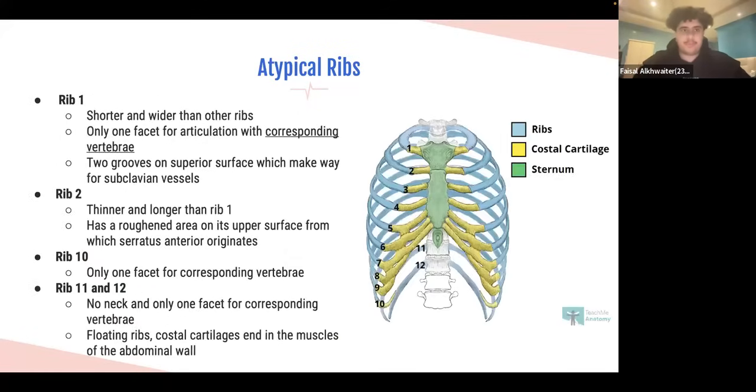So we've got 5 atypical ribs. We usually focus on the first one because it's very significant: it's a lot smaller than the other ribs, and it has only 1 facet, and it also has a groove for the subclavian vessels, which are the subclavian artery and vein. We also have different ribs, such as the 11th and 12th rib, which are formerly known as the floating ribs. Those are the ribs here. They do not attach to the sternum, and they only have attachment to the vertebra.